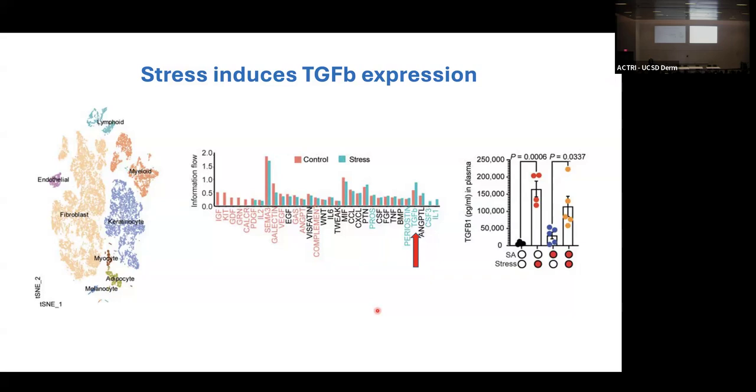We went back and confirmed that, and measured the amount of TGF-beta protein in the serum, in the plasma of these mice, and saw that TGF-beta goes up with stress. That's something that wasn't known, wouldn't be expected. TGF-beta for skin has mostly been attributed to scarring. It's known to affect fibroblasts, but it really wasn't known to have anything to do with innate immunity.